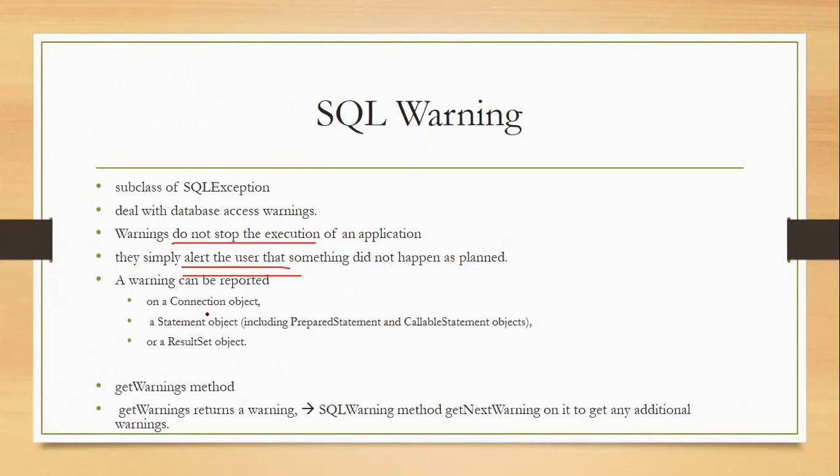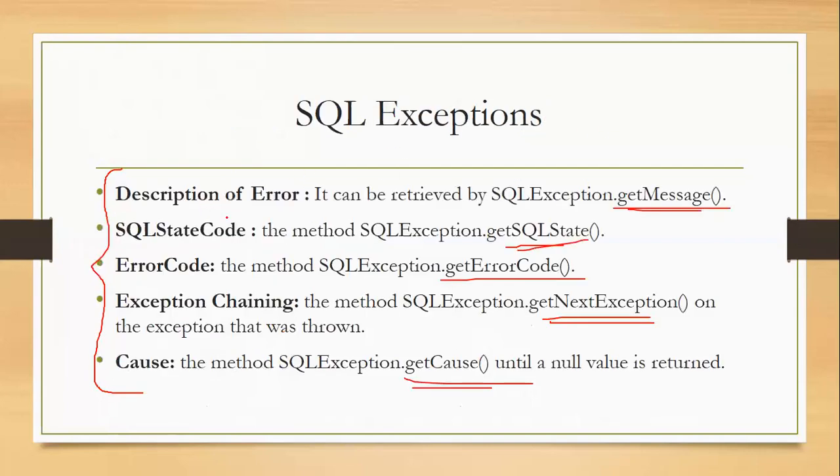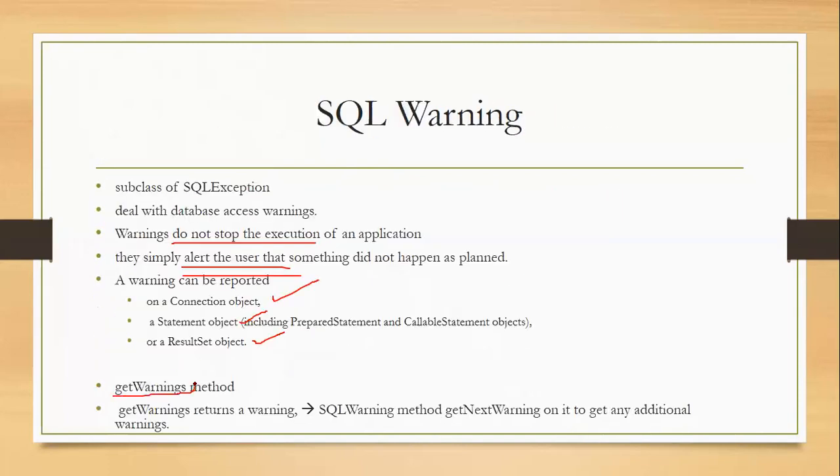You can get many kinds of warnings. It can either be on your connection object, on your statement object, on your result set object, and so on. Now, just like you have SQL exception methods, getMessage, getSQLState, etc., you even have a method called getWarnings method. It will tell you which is the warning you have currently got. We'll see all that with the help of an example so that you'll find it easier.